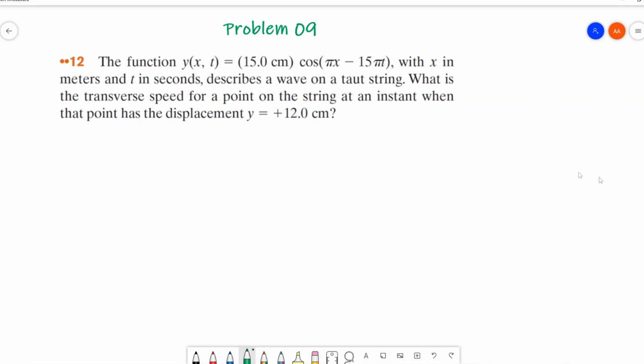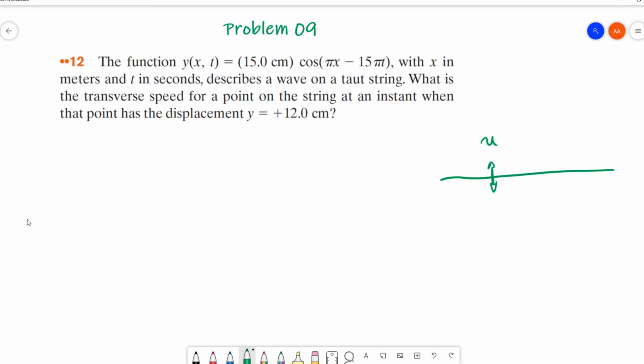Okay, so they want the displacement. So we have this. Each point on the string will oscillate in this direction. They want the velocity in this direction that we call u. Okay, but they did not specify the time. This makes this problem a little bit difficult. Let's see how to solve it.